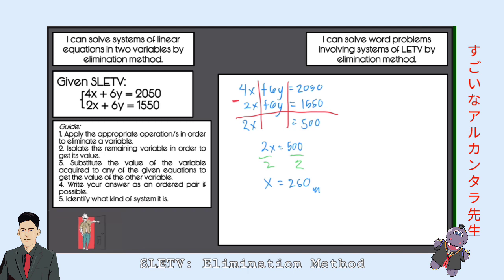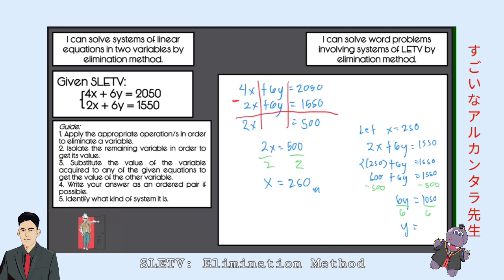So let's identify the y variable. So we can use, I'll choose the first one instead. So let x equal to 250. Our equation is 2x plus 6y equal to 1,550. So 2 times 250 plus 6y is equal to 1,550. You'll get 500 plus 6y equal to 1,550. Subtract both sides by 500 to isolate the y variable. You will get 6y is equal to 1,050. To isolate the y variable completely, divide both by 6. You will get y is equal to, what will be the answer here?